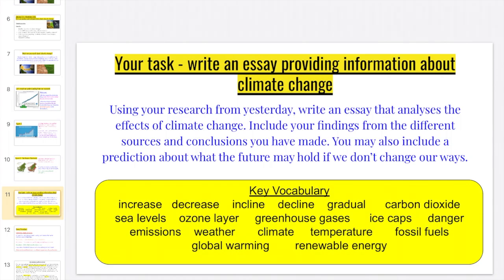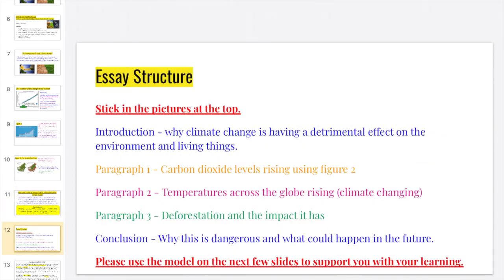I then introduced the task of writing an essay to the children, whilst including some key vocabulary that I would like the children to use. I carefully chose the key vocabulary that we had used in the topic, so I was aware that the children knew what this terminology meant. I then unpicked an essay structure. I showed the children how to write an introduction, each paragraph that would need to be included, and the conclusion.